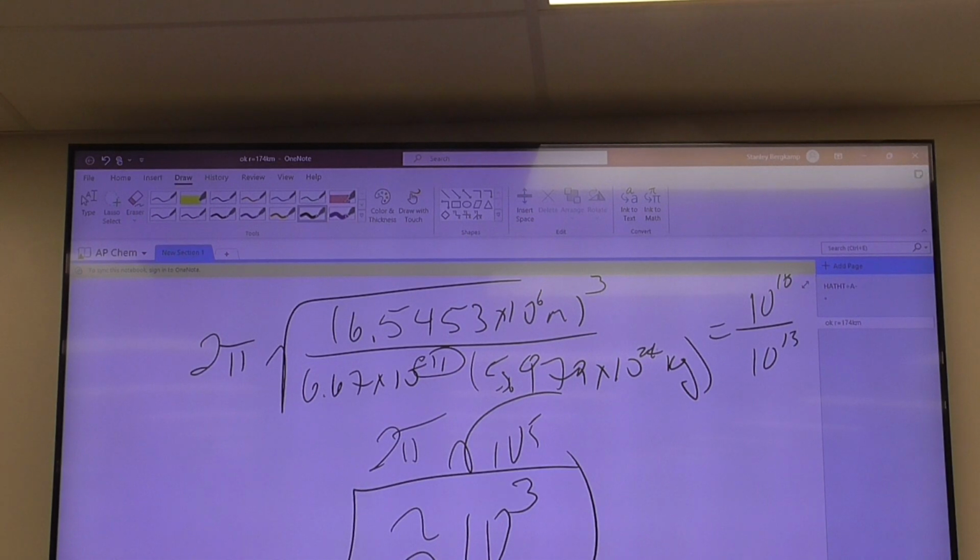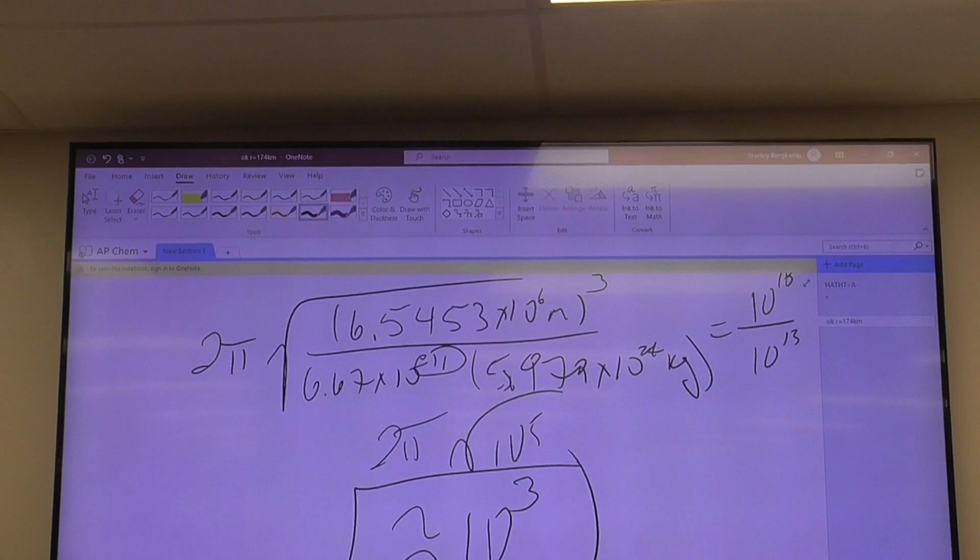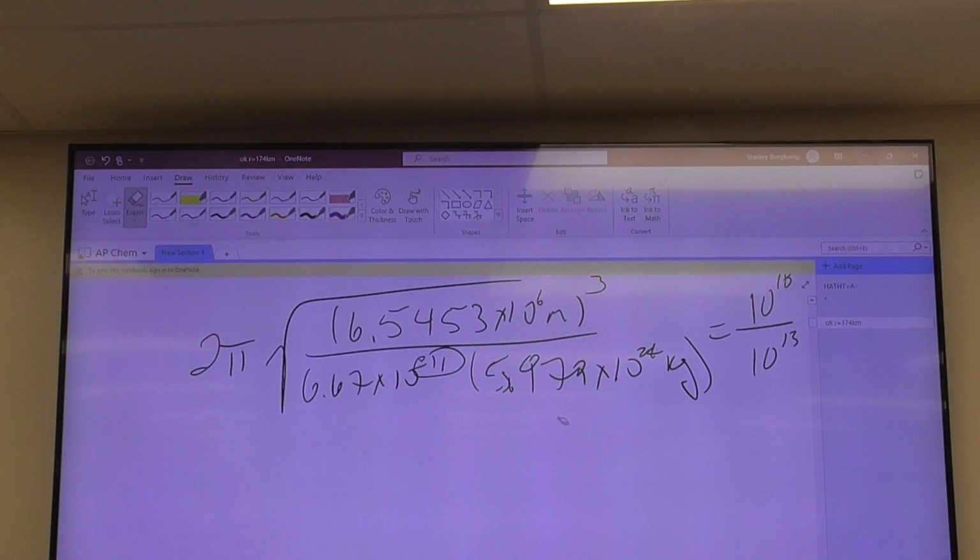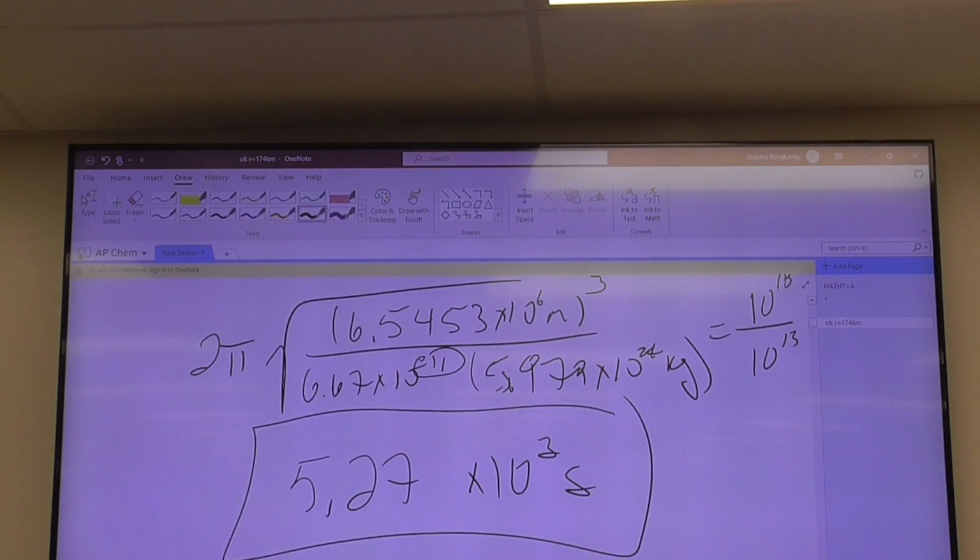Now, somebody chuck that into your calculator and give me the exact answer. 3.37 times 10 to the 3rd? Nope, we have discrepancies already. 5.27 times 10 to the 3rd seconds. Yep. If you cannot get this on your calculator, this is the time to figure this out.